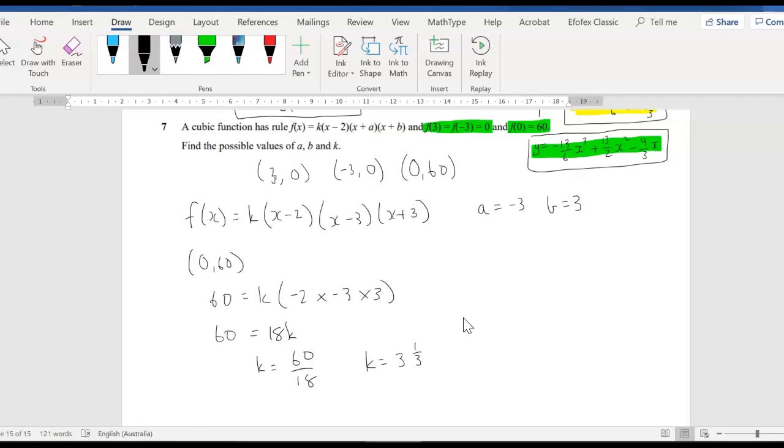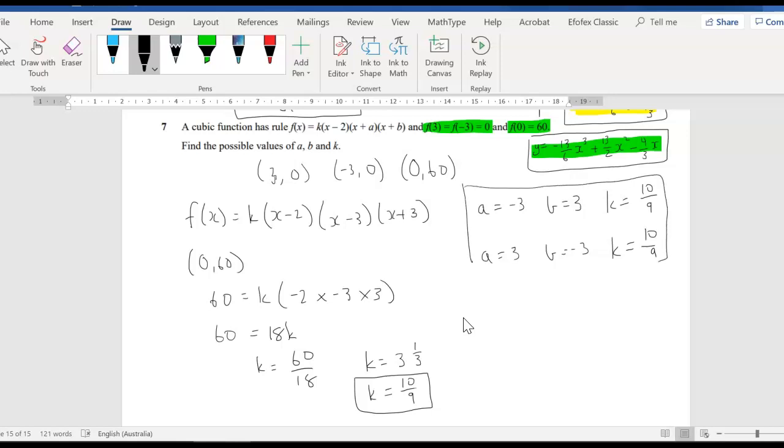Probably shouldn't leave it as a mixed number. I just checked the answer. Yeah, don't leave it as a mixed number. Let's just leave it as an improper fraction. Not that it would be wrong. So k is equal to 10 on 9. So a equals negative 3, b equals 3, and k equals 10 on 9. And you can have it the other way around. The value of k will be the same. So there's your answers. Beautiful. All right, girls. Bye.